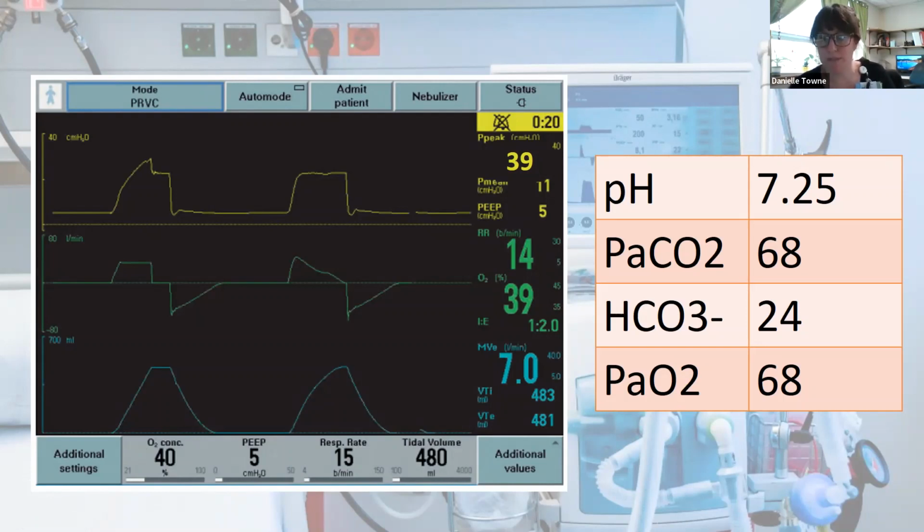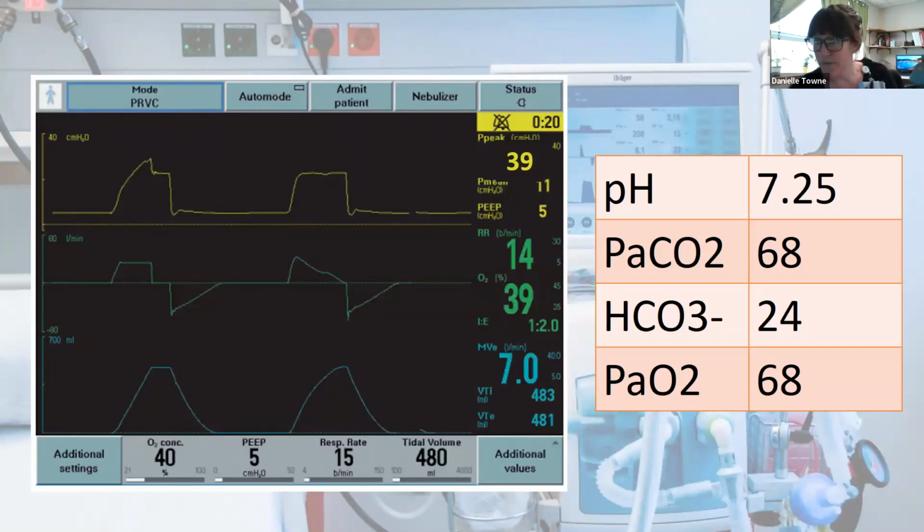So we have 2 problems. We have a ventilation problem and we have an oxygenation problem. So let's figure out how we can work through this. All right, so our pH is too low and our PaCO2 is too high, telling us that we're not offloading enough CO2. We're not blowing off enough CO2.